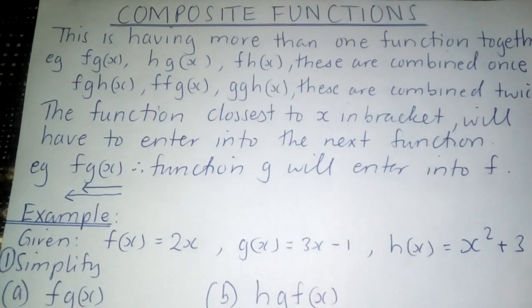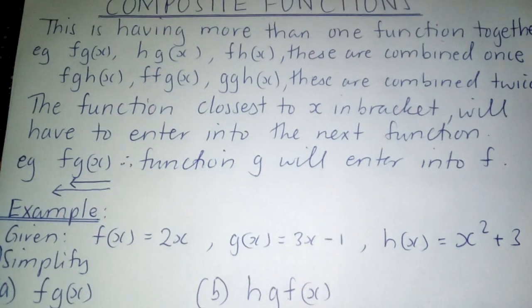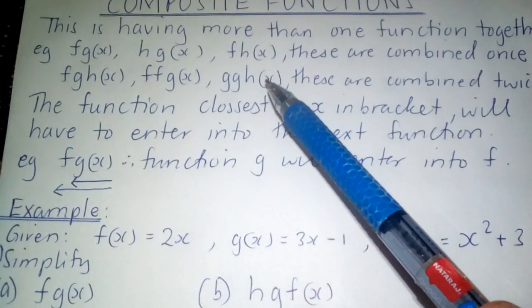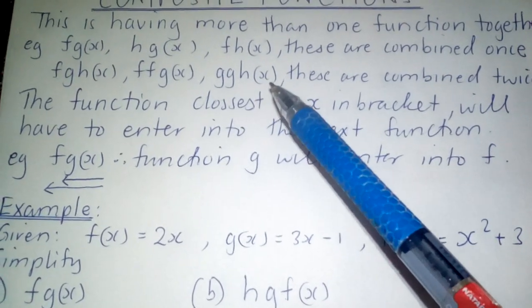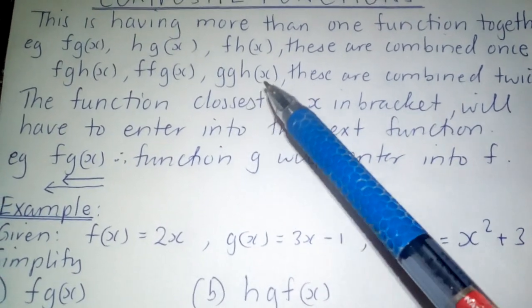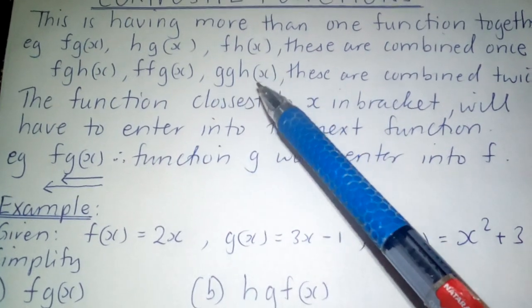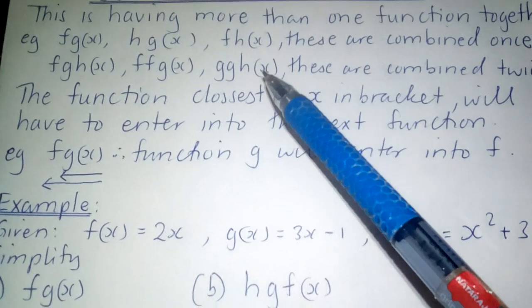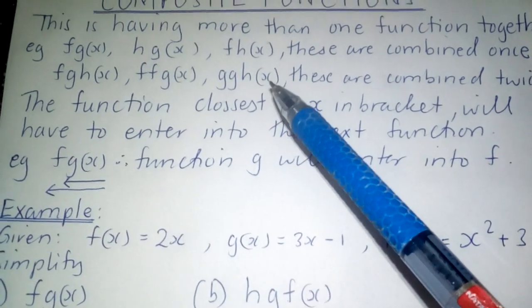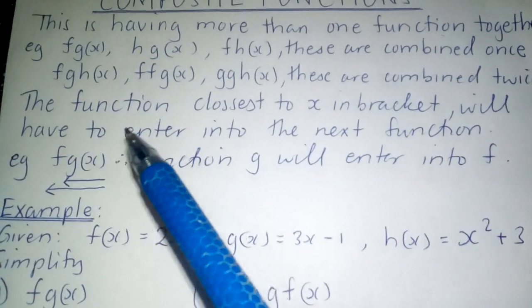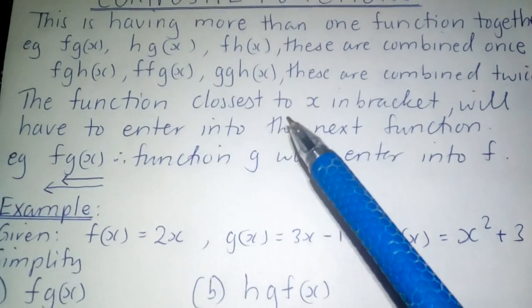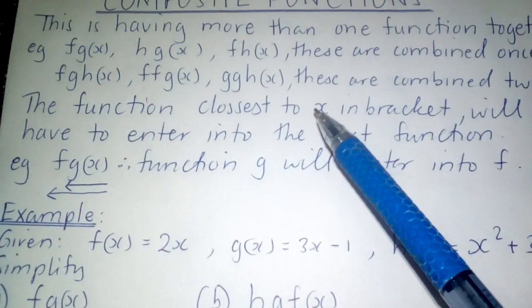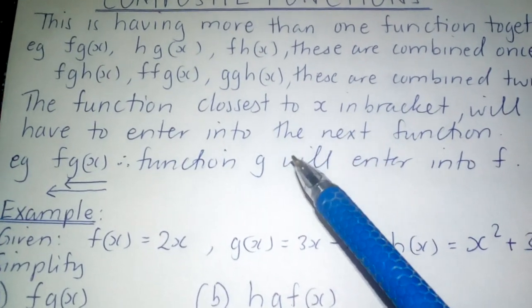Remember, two things can happen. One, I can simplify, that is a situation where I have x inside the bracket, or secondly, I can evaluate if instead of having x here, I have a number. Now, in order to do any of the above, we have to know that the closest function to our x, which is in the bracket, will have to be dealt with first.